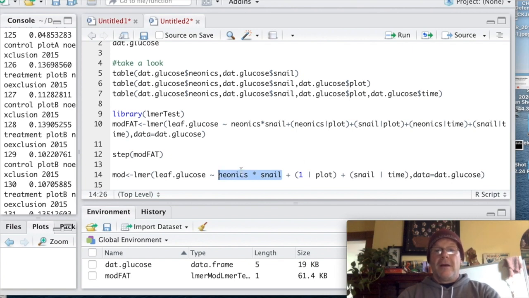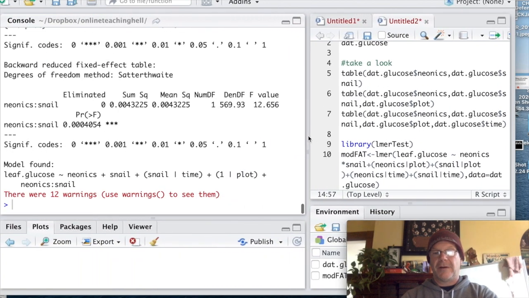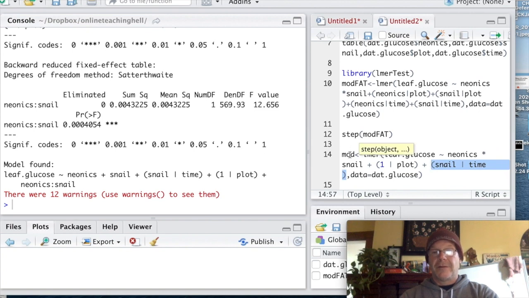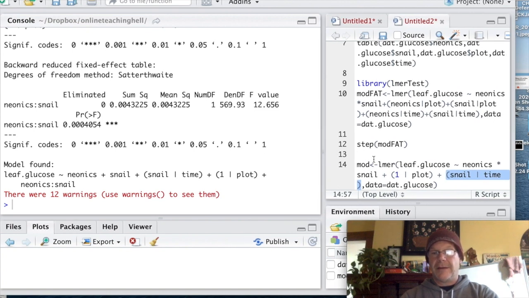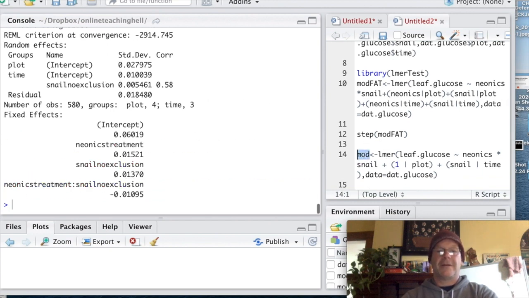So I have my fixed effects in there, allowing for the interaction, and then I'm allowing each plot to have its own intercept, as well as each time period to have its own intercept, and snail to have its own slope, the presence or absence of snail. So let's go ahead and take a look at our model after we've run that. Oh, I probably should run that. And now we can look at our model.